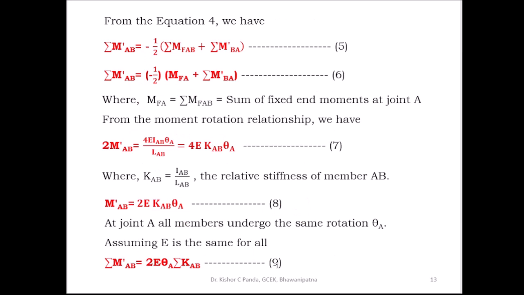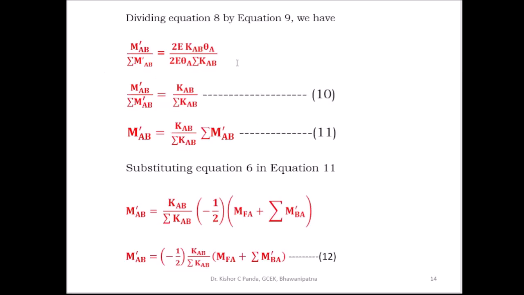So this is equation 9 and this is equation 8. Divide equation 8 by equation 9. From equation 8, m dash AB is equal to 2E KB theta A, and from equation 9, summation of m dash AB is equal to 2E theta A summation of KB. So dividing these, you can find m dash AB divided by summation of m dash AB is equal to KB by summation of KB. Here 2E theta A cancels.